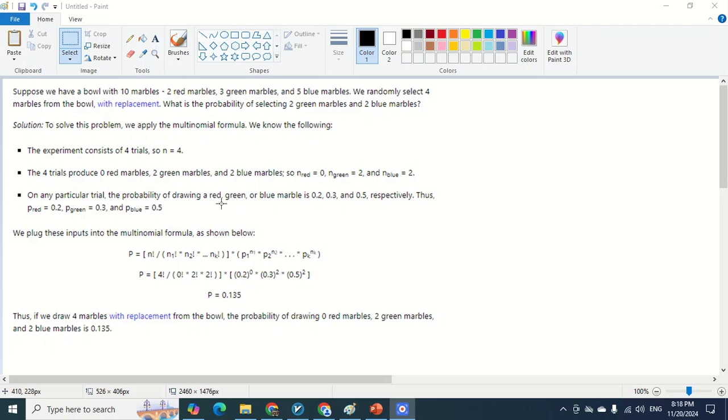As I said, 0 factorial is equal to 1, and you can just replace 0 factorial by 1, and 0.2 to the power of 0 is also equal to 1. The result will be 0.135. This is the case for the multinomial distribution.